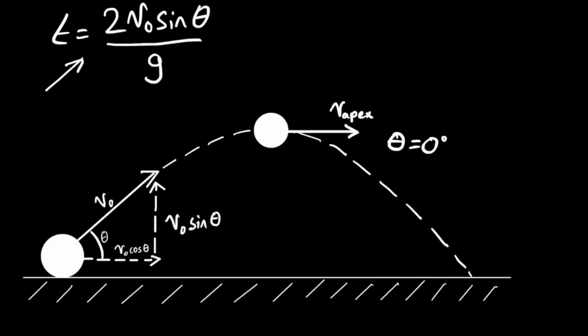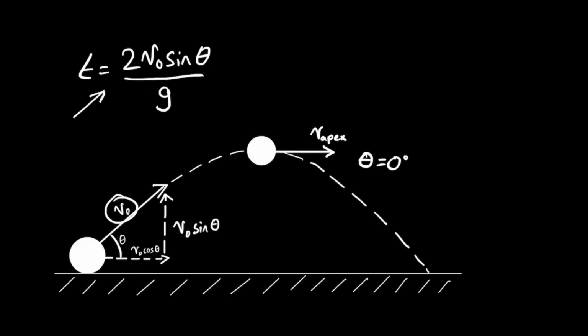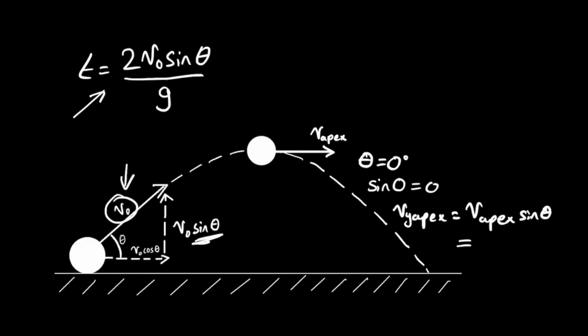So in essence, at the apex, the vertical velocity is 0, and mathematically speaking, the vertical component of the velocity at any given point in the projectile's motion is equal to the magnitude of the velocity times the sine of the angle that the velocity makes with the horizontal. At the apex, that angle is 0, and we note that the sine of 0 also equals 0. Therefore, your velocity in the y direction at the apex, which would be mathematically described as the velocity at the apex times the sine of theta, also equates to 0 meters per second.